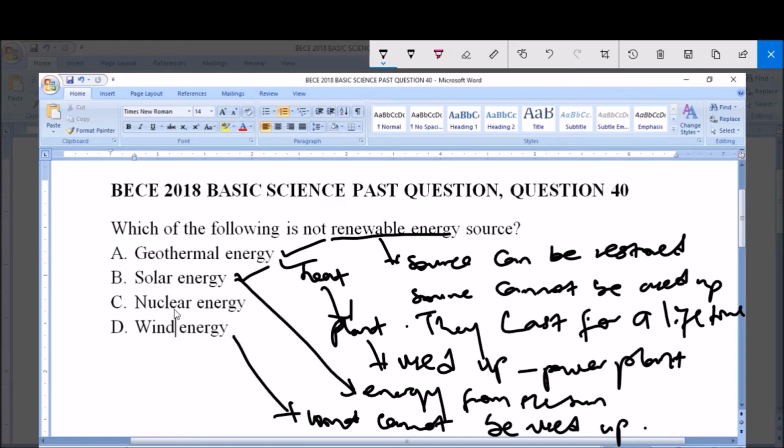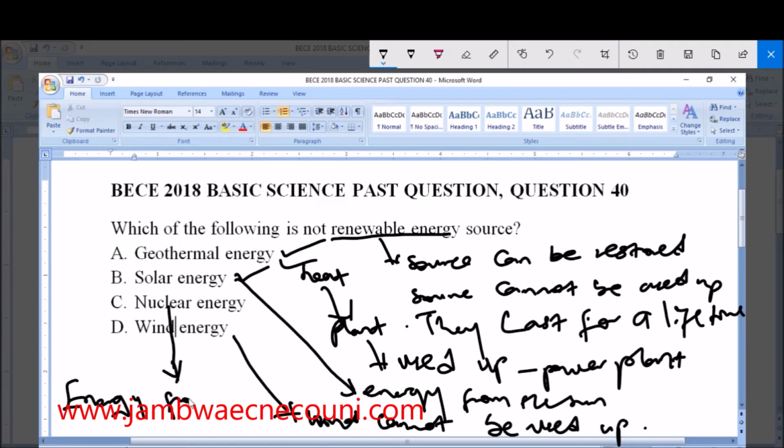But C here says nuclear energy. And like we know, nuclear energy is energy derived from nuclear reactions, from materials or elements. So nuclear energy is energy derived from nuclear reactions. Now this nuclear energy is not renewable.